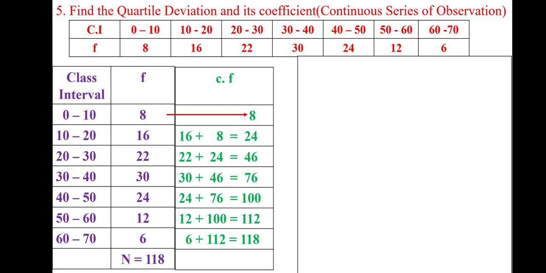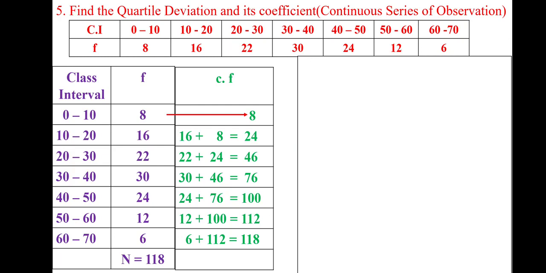8 will be written as it is. 16 plus 8 equal to 24. 22 plus 24 equal to 46. 30 plus 46 equal to 76. 24 plus 76 equal to 100. 12 plus 100 equal to 112. 6 plus 112 equal to 118. So total frequency and cumulative frequency of the last value will be same. So the n value is correct.